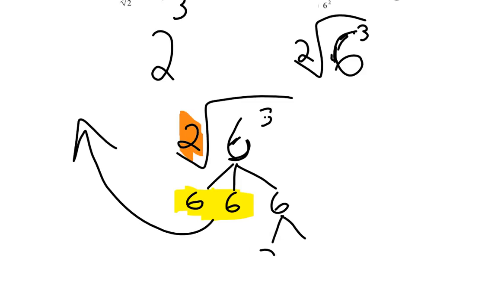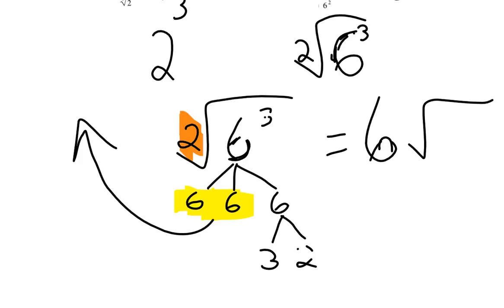And then my remaining 6 breaks down to 3 and 2, but since there are no pairs, my 6 is going to have to stay inside the radical. So my simplified form will be 6 times the square root of 6. And it can look just like that.